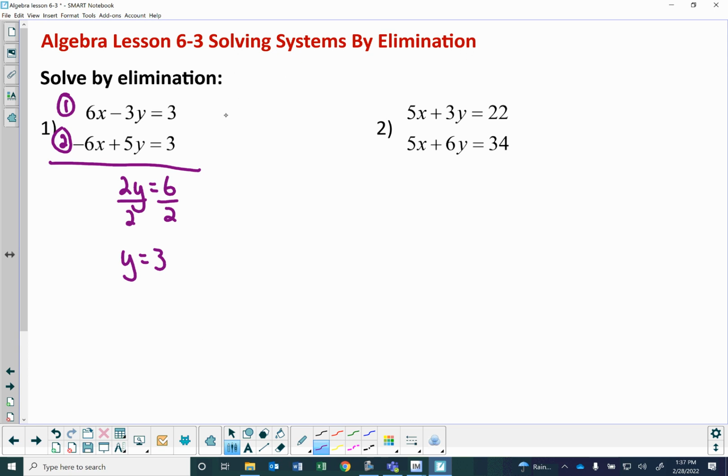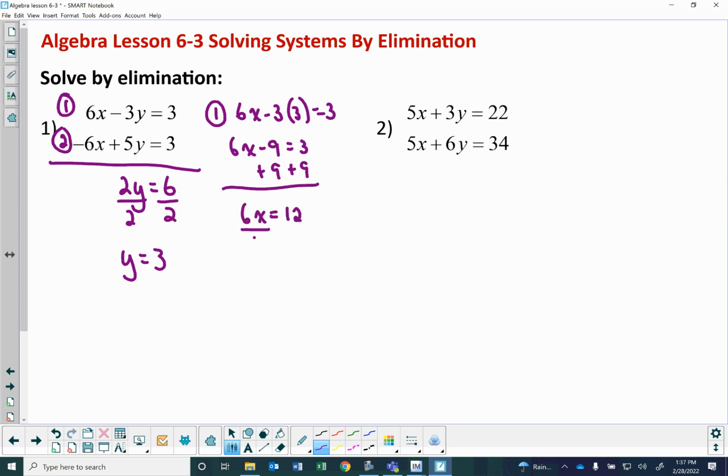I already have y. So if I take this first equation, I have 6x minus 3 times 3 equals 3. So 6x minus 9 equals 3. Add 9. 6x equals 12. Divide by 6, and x equals 2. So my solution to this system is 2, 3.